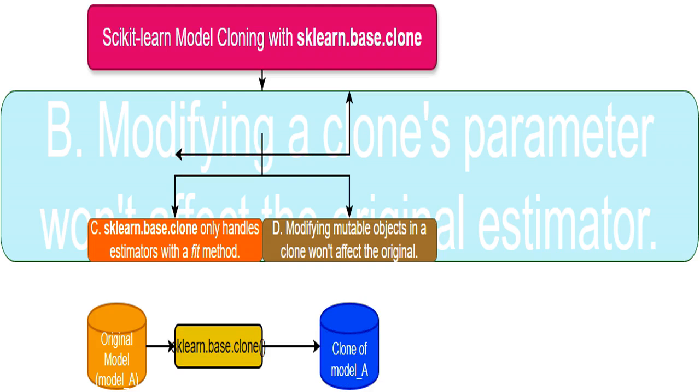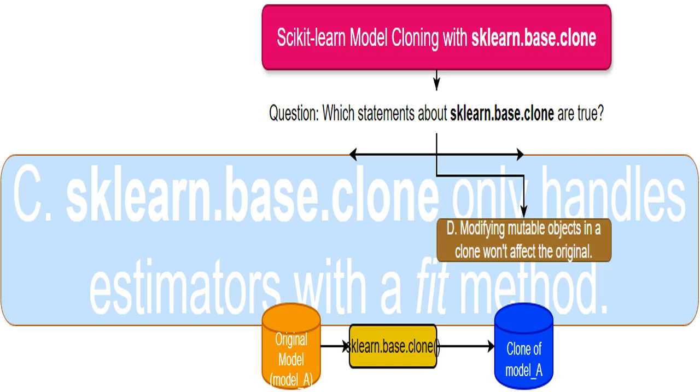This statement claims that changing something in the copied model won't change the original. This is crucial for understanding if sklearn.base.clone truly creates independent copies, which is the main idea of this quiz question. This one suggests a limitation. sklearn.base.clone might only work with models having a specific fit method, a function used for training the model. We have to check if that's true.